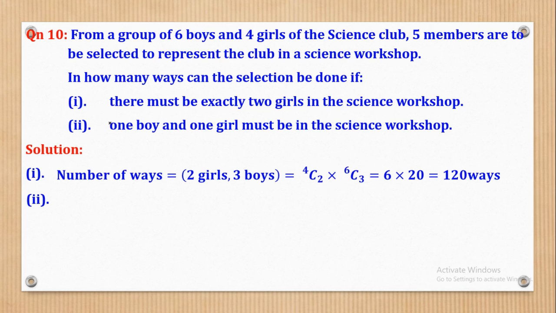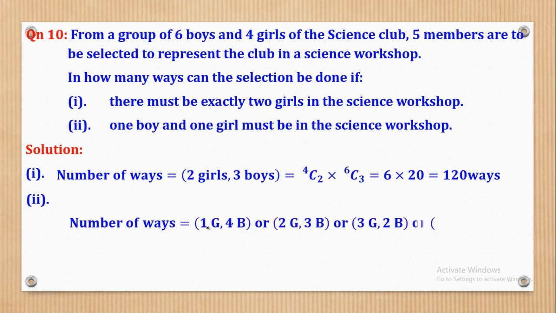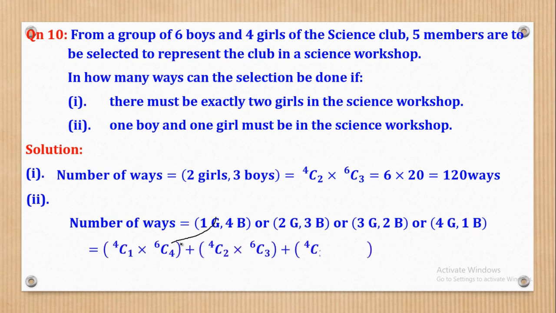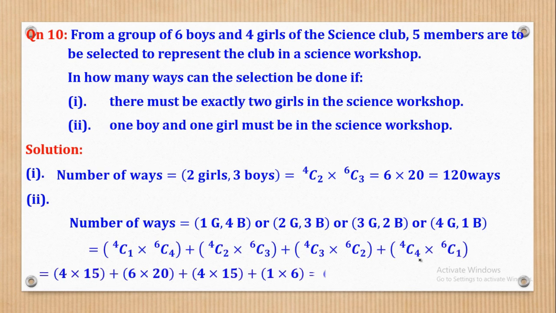The Roman 2, if one boy and one girl must be in the science workshop. That means that you can take one girl, four boys, or two girls, three boys, or three girls, two boys, or four girls, one boy. Therefore, this will be this, this will be this, this will be this, and this will be that. Now, using a calculator, we shall come up with that.